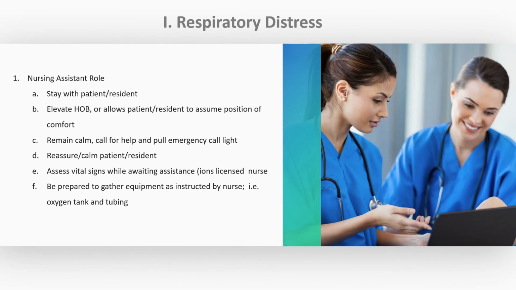Nurse assistant role: stay with the patient or resident. Elevate head of bed or allow patient or resident to assume position of comfort. Remain calm. Call for help and pull emergency call light. Reassure, calm the patient or resident. Assess vital signs while waiting for assistance. Be prepared to gather equipment as instructed by the nurse, such as an oxygen tank or tubing.